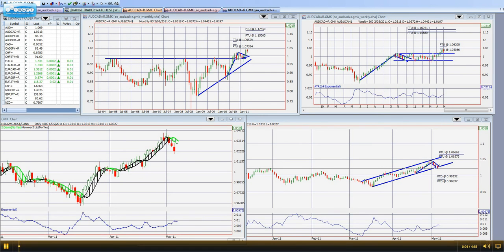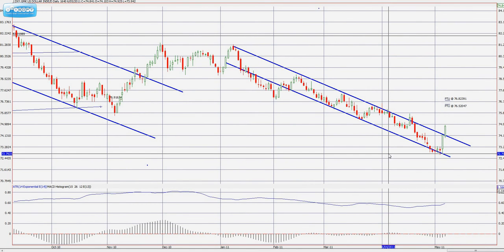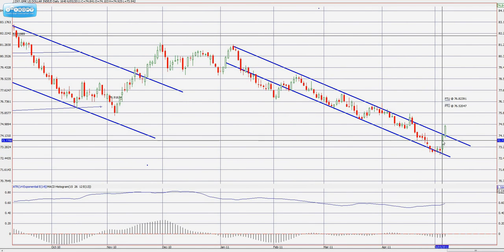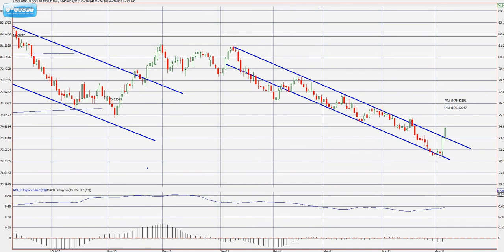I'm doing a take on the Australian dollar, Australian CAD, Swiss, Euro and US dollar for the week of Monday the 9th of May. So let's get straight to the US dollar, where we have seen some action in the last couple of days. On the daily it has basically broken out, and we've got a target of 76.5 roughly on the US dollar index.